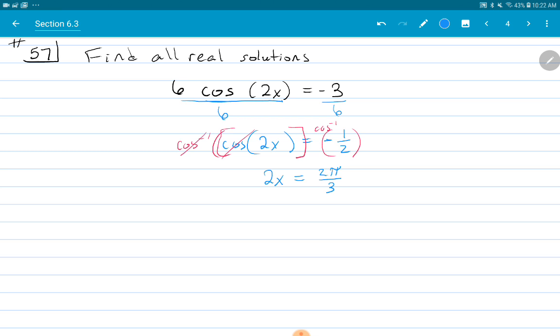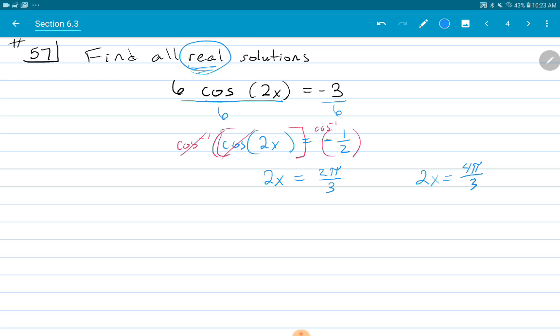And I also know, so for all real solutions, I want to look beyond just the inverse and think about the whole unit circle. And so that means 2x could also be 4 pi over 3. And that gives us all the solutions on the unit circle.